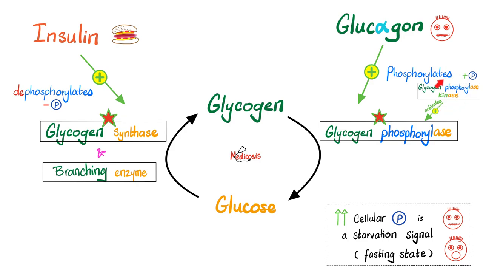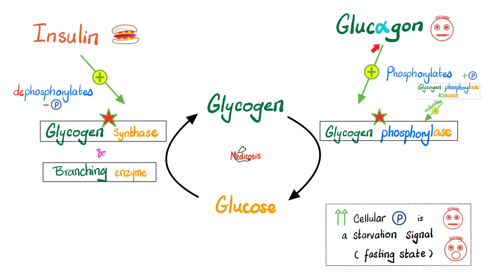Phosphorylation. There is another enzyme that takes that phosphate and literally adds it to the glycogen phosphorylase to activate it, and this is known as glycogen phosphorylase kinase, which adds a phosphate to glycogen phosphorylase, ergo glycogen phosphorylase kinase. A kinase is an enzyme that adds a phosphate.